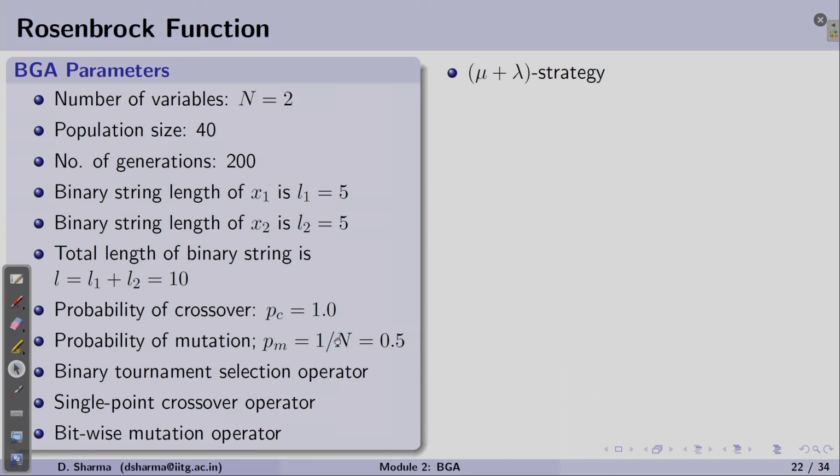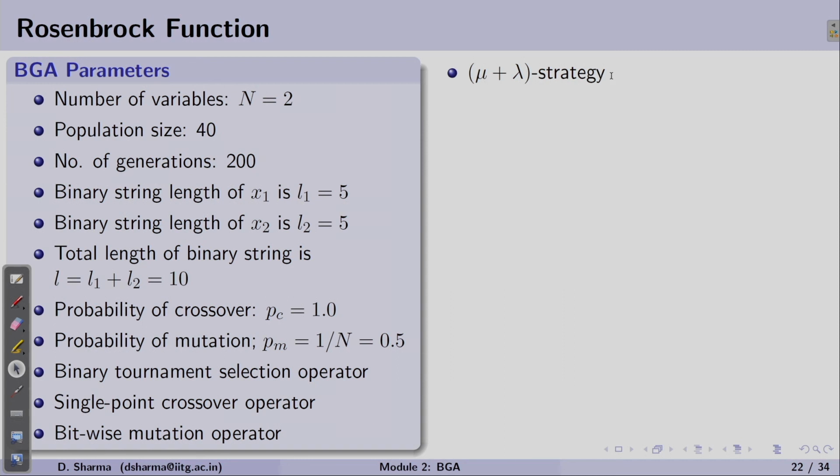So in this case, since the number of variables is 2, this will become 0.5. Binary tournament selection operator is used for selection before the variation operator. Thereafter we perform single point crossover operator. For mutation we perform bitwise mutation, and finally for selecting good solutions from the parent and offspring population, we are taking the mu plus lambda strategy.